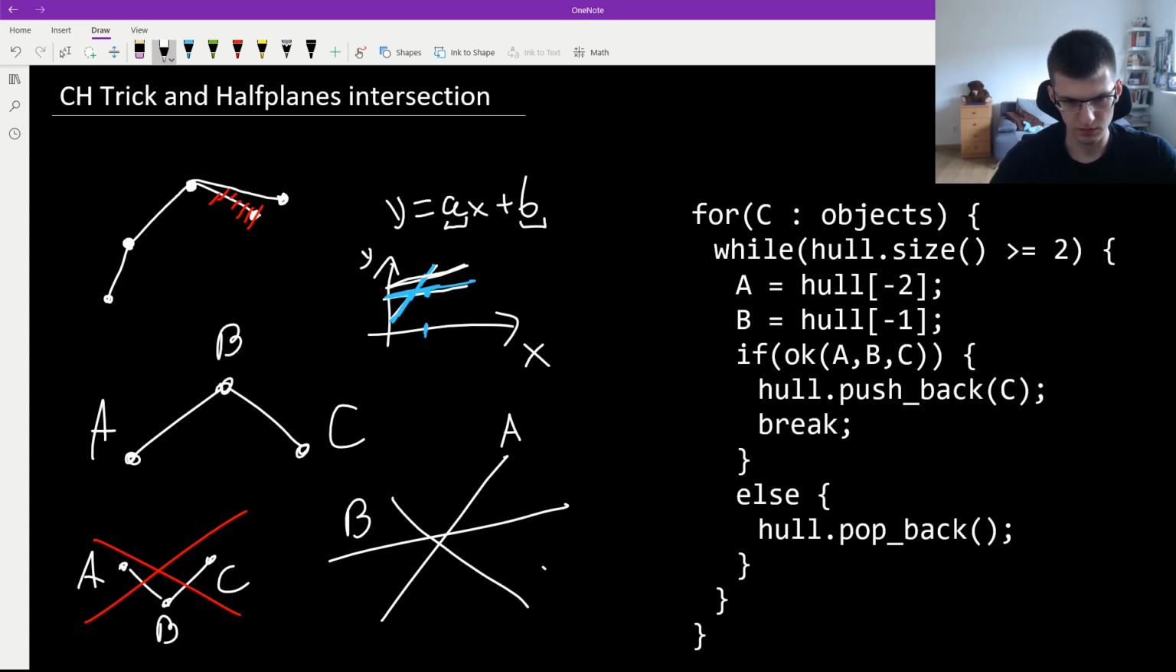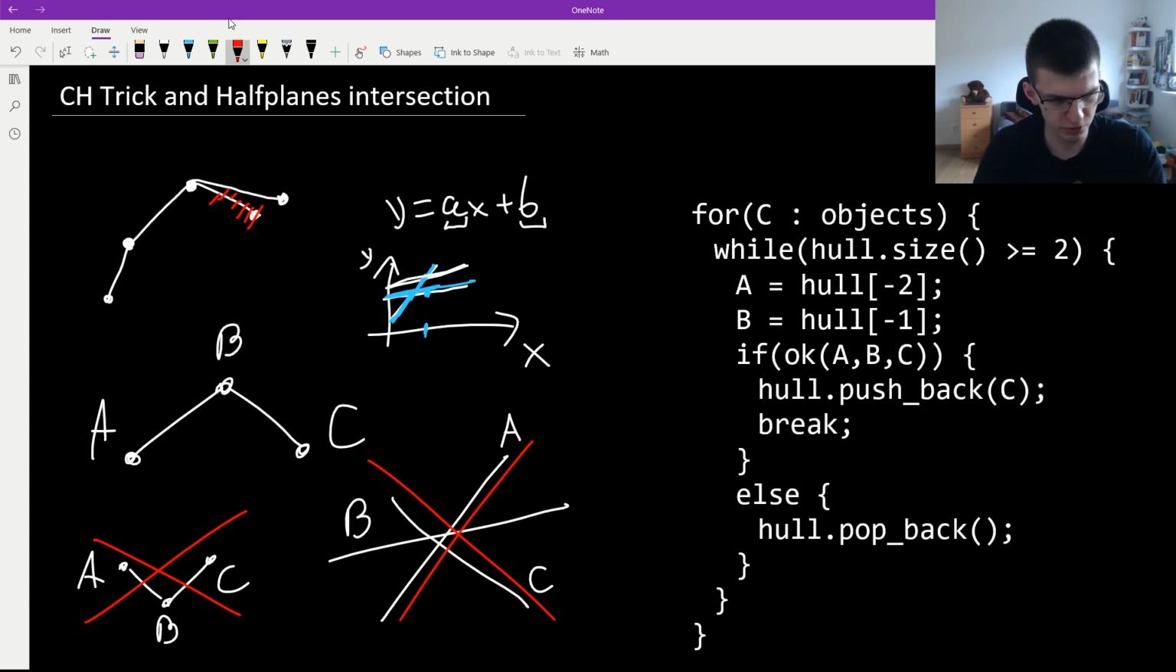But if C is here, A and C together dominate B. And this is forbidden, this is not okay. It corresponds to the thing I drew on the left for three points A, B, and C, where B is covered. It's never better than A or C. A and C together cover B. And just the implementation is slightly different.